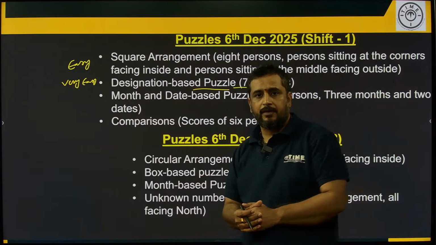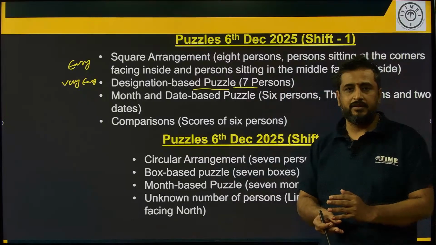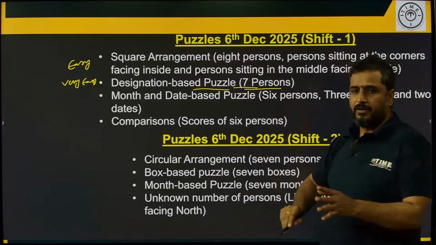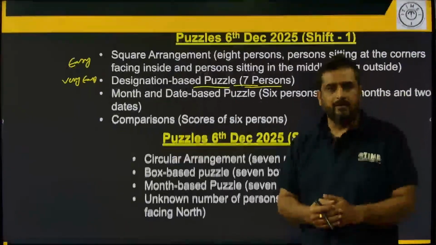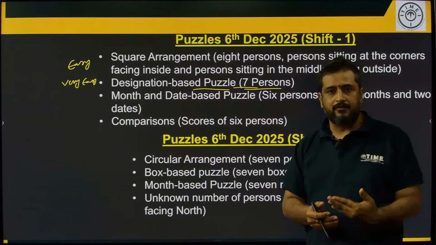7 persons are working in a company as a chairman, a general manager, chief manager, senior manager, manager, and clerk. And we have given just 7 people information. They will give you the clues like A is working as a senior manager, A does not work as a clerk. This kind of clues will be given.